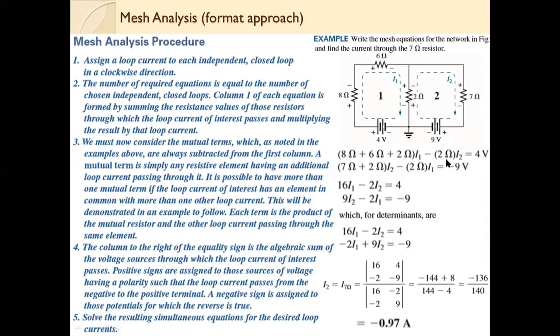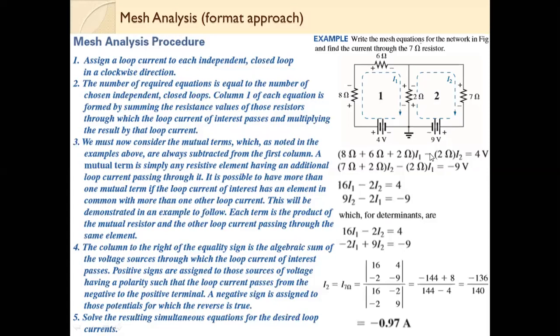Now you see this equation. Similarly, we will make the equation for the next loop. Again, we add the resistances in the next loop. In the next loop, you have 7 ohm and 2 ohm. So that is 7 ohm plus 2 ohm multiplied by the current of this loop, I2, minus the mutual term. Mutual term is again 2 ohm, so 2 multiplied by the adjacent loop current, which is I1, is equal to, in this loop, the current arrow will touch the plus terminal, so we will write equal to minus 9 volt.